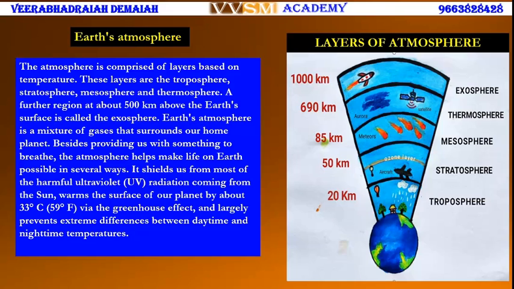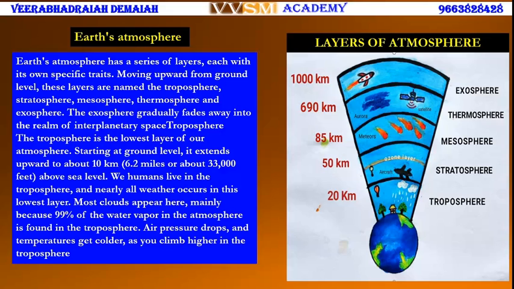The Earth's atmosphere is a mixture of gases that surrounds our home planet Earth. Besides providing us with something to breathe, the atmosphere helps make life on Earth possible in several ways. It shields us from most of the harmful ultraviolet radiation from the sun. It warms the surface of our planet by about 33 degrees Celsius, or 59 degrees Fahrenheit, via the greenhouse effect, and largely prevents extreme differences between daytime and nighttime temperatures.